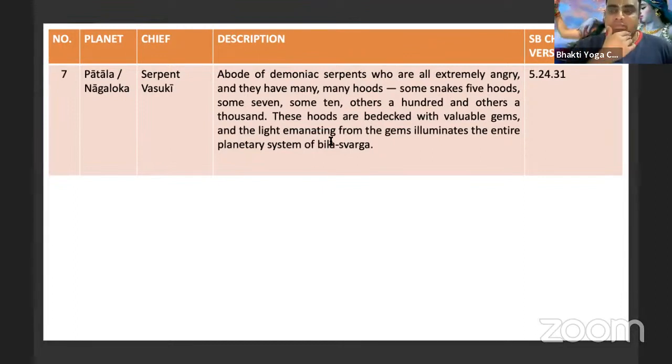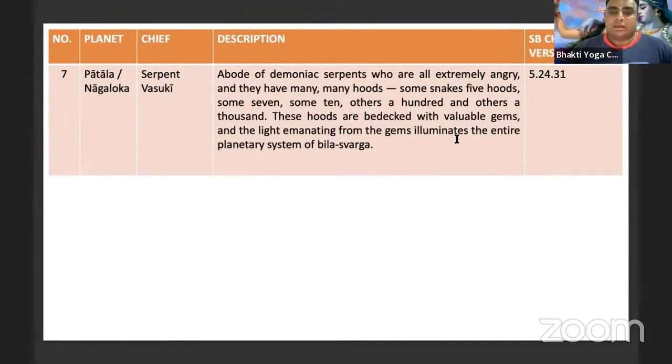So we saw earlier that sunlight does not enter this subterranean region of the 7 lower planetary systems, and therefore the residents of these lower planets are able to enjoy merely from the illumination of the jewels that are available in the Bilaswarga region.